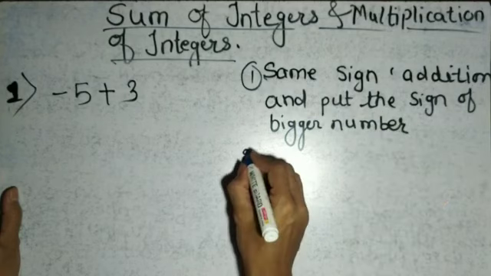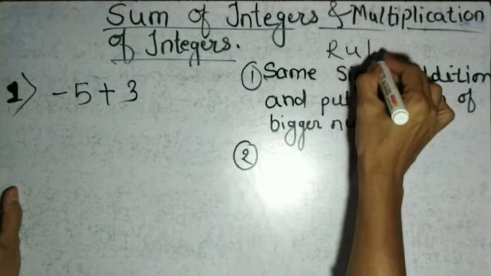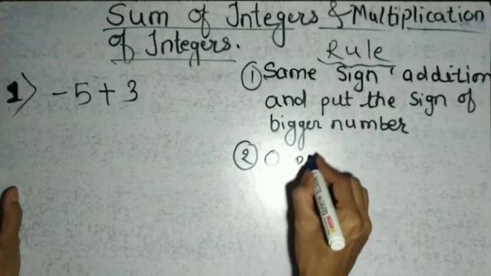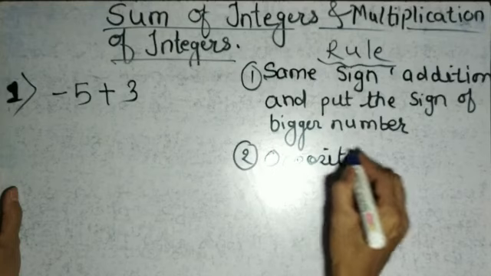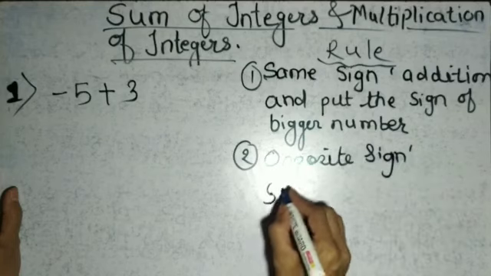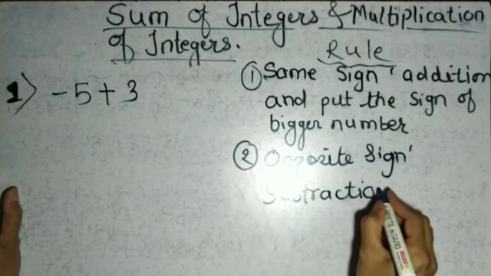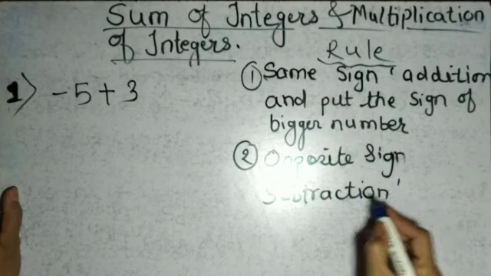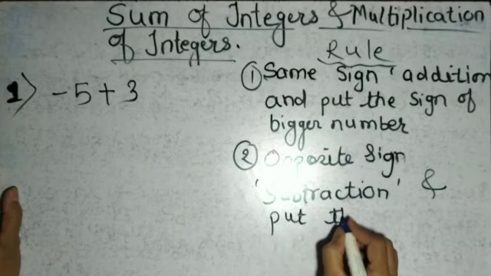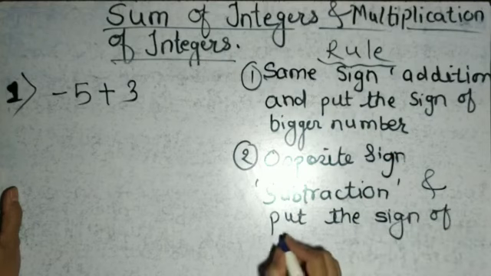Then the second law or rule, we can say: opposite sign, we have to do subtraction, and put the sign of the bigger number.